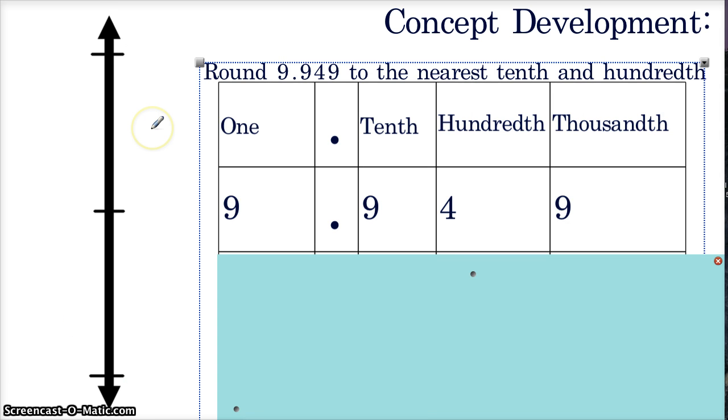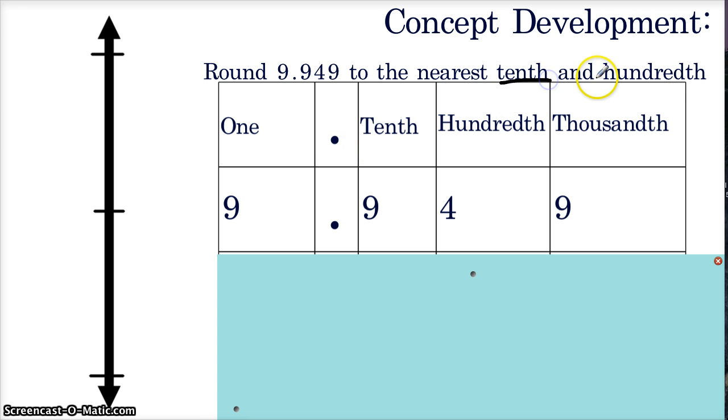Okay, let's try a couple more. This second problem is using the number 9 and 949 thousandths, and this time we're rounding just to the tenth and to the hundredth. So I've taken my number and written it on a place value chart. My 9 is in the ones column, my decimal 949, just like this number here.